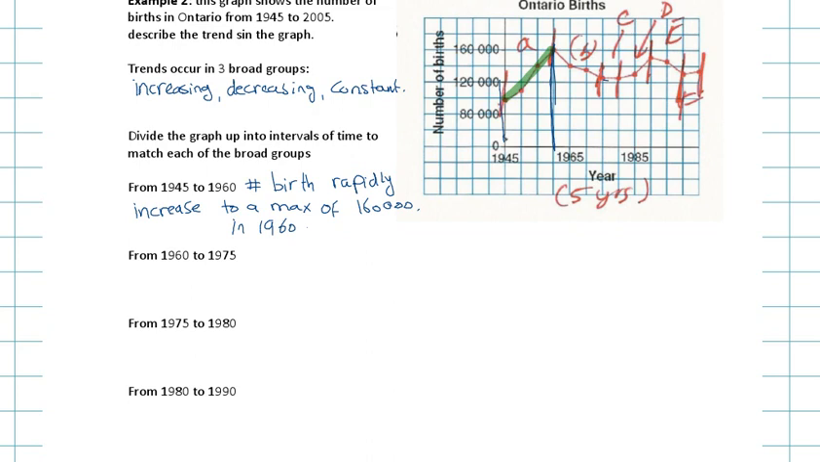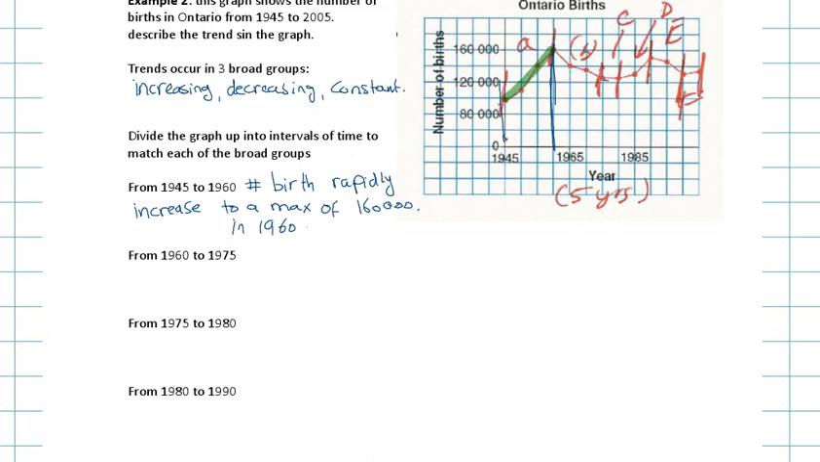Now the second part of your graph, the B part, between 1960 and 1975. What do you see there? If you look at it, at first it's a rapid decrease. It's decreasing rapidly. And then after that, it slowly started decreasing, where it did not decrease as much.